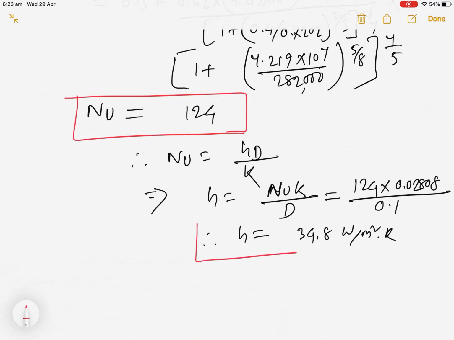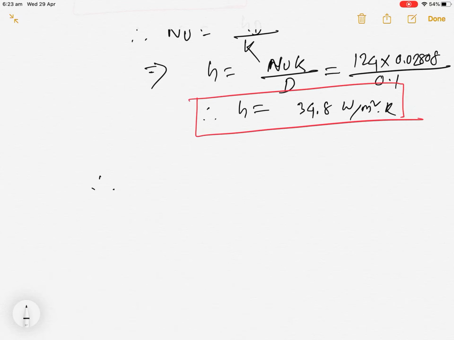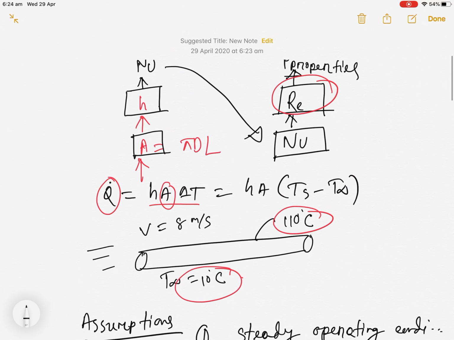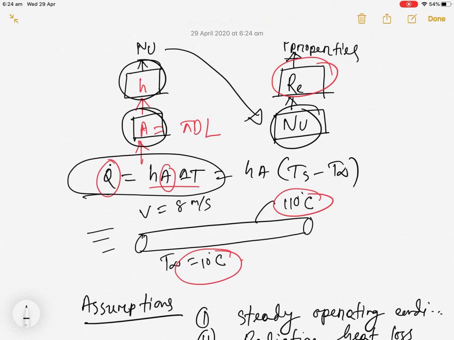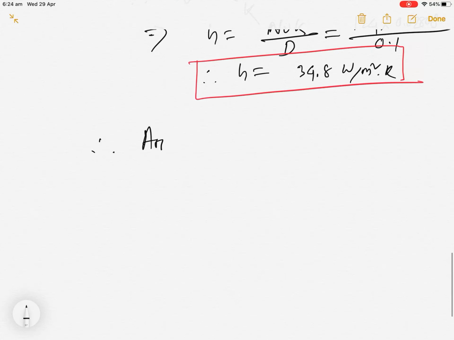So we're almost done with this solution. We got the h, the heat transfer coefficient. So once we have the heat transfer coefficient, then looking at the flow chart, we see we already have the Nusselt number, we already have the h. Now we need the surface area, the area, because from Newton's law of cooling we need the area A. So now calculate the area.